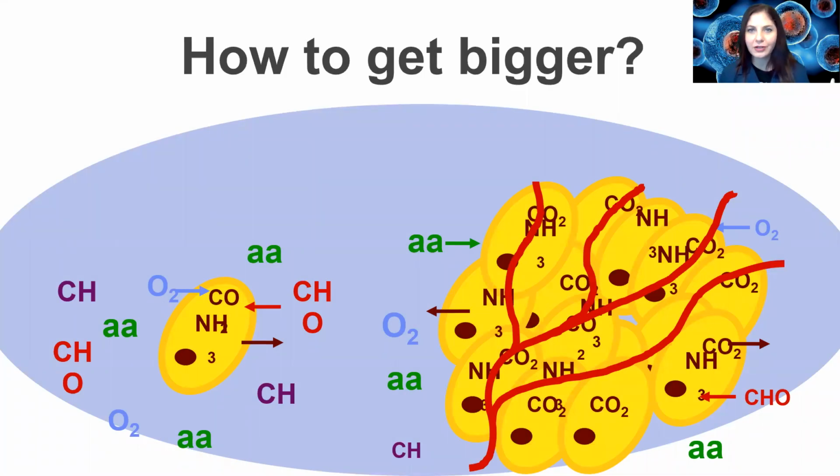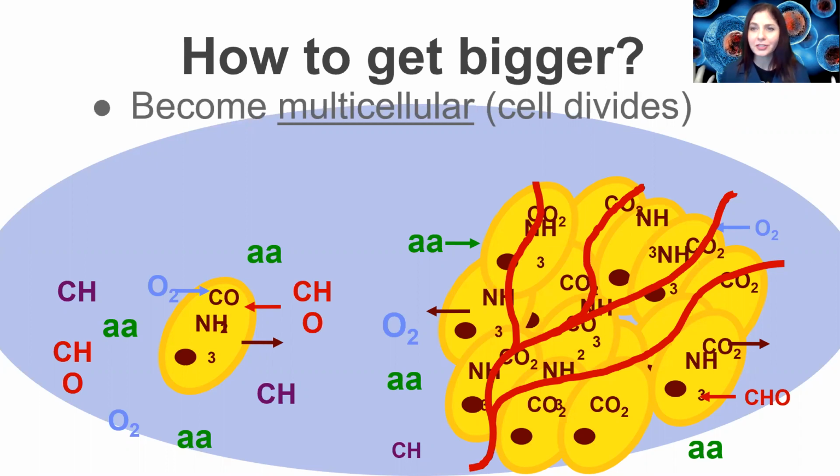So how do cells get bigger? Well, they start to become multicellular organisms and the cell starts to divide. But this in and of itself has different problems, because now we have a bunch of cells together and those cells are going to form a tissue. And tissues have different metabolic needs depending upon what type of tissue it is and what that tissue's function is.